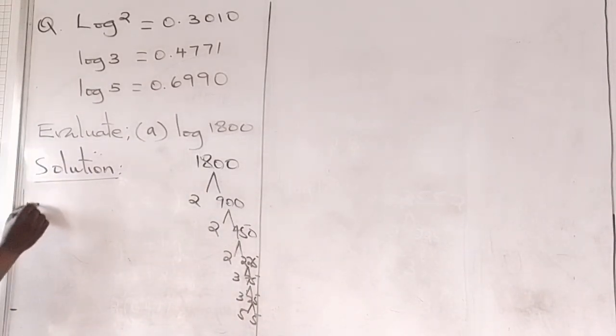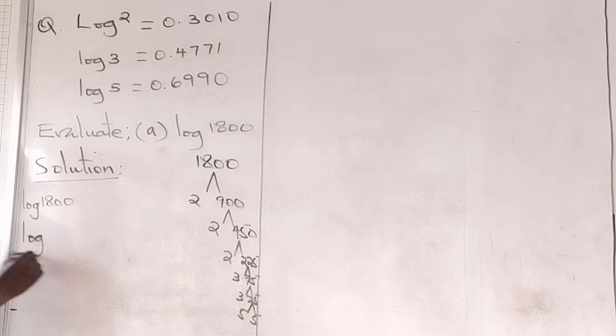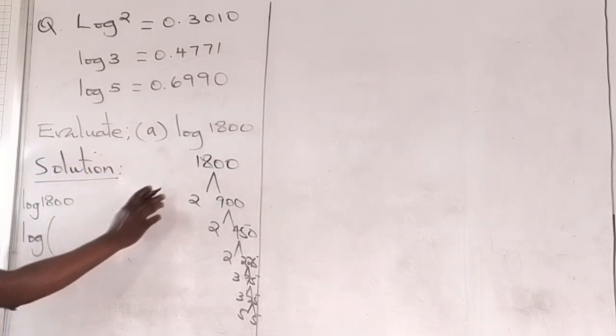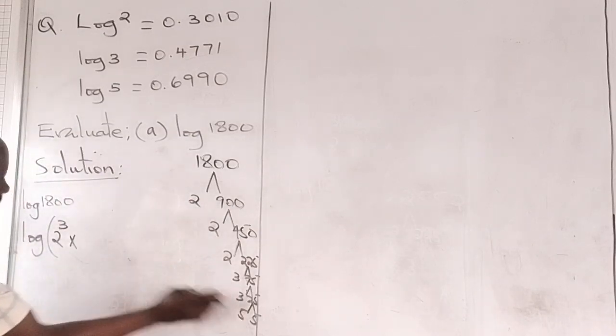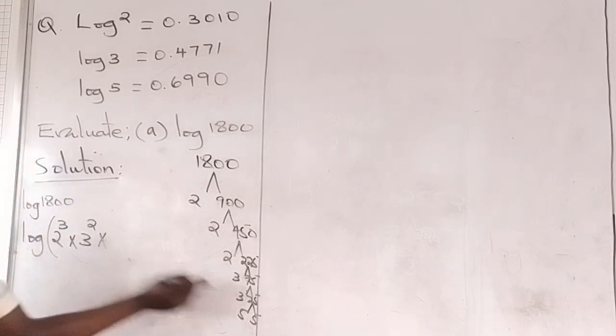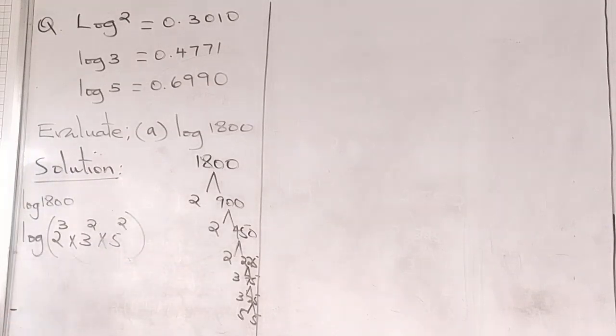Like this, log 1800 can be written in terms of 2, 3, 5 as log of 2 times 2 times 2. So 2 is multiplied by itself 3 times, so it is 2 power 3. We have 3 times 3, which is 3 power 2. Then we have 5 times 5, which is 5 power 2. So we have expressed 1800 in terms of 2, 3, and 5.